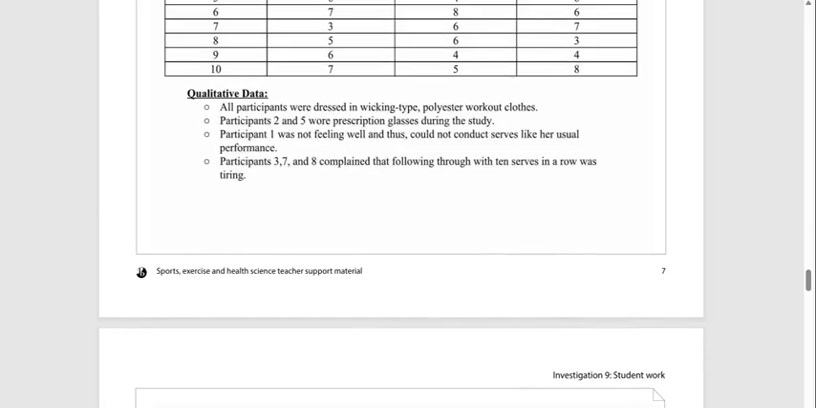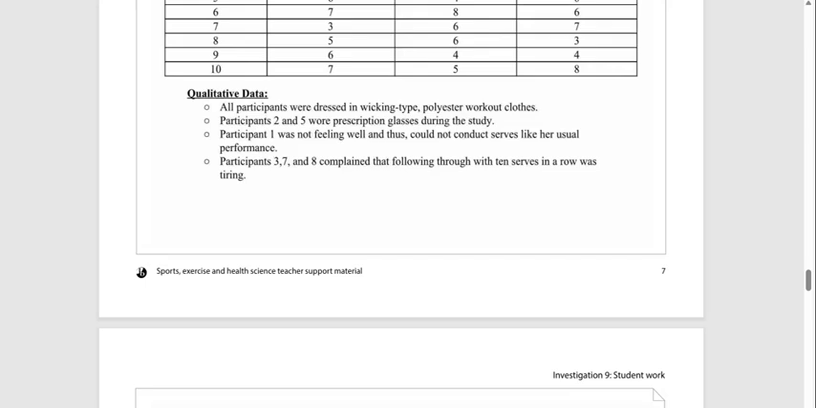Okay, then they gave us some qualitative data, which is more like things you're observing about their performance or about their mindset during it, or physical things like what they're wearing or if it looked like they were tired. So just things that will add to the analysis and evaluation of your data.